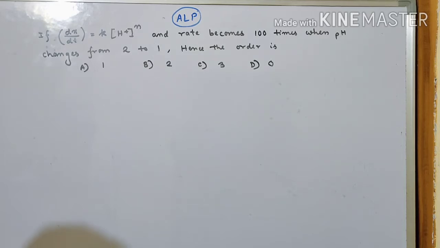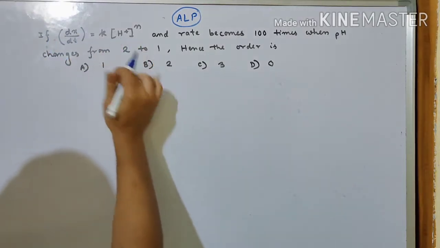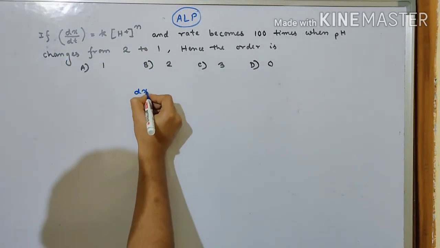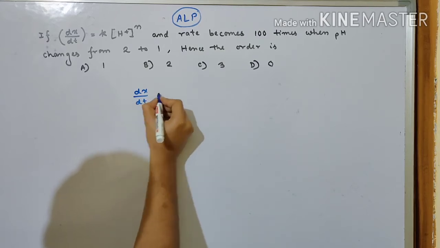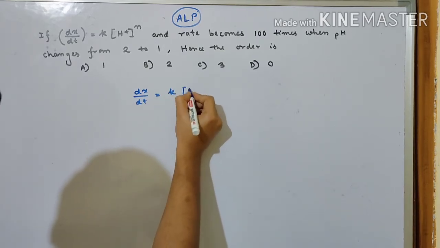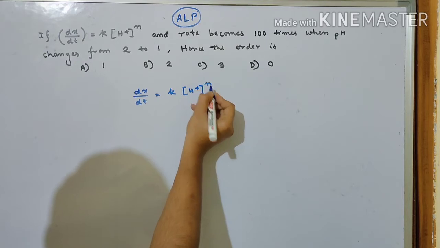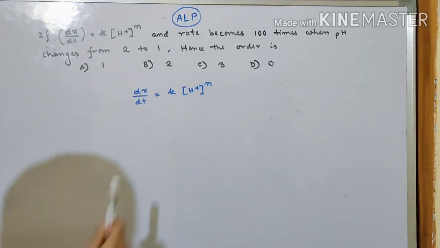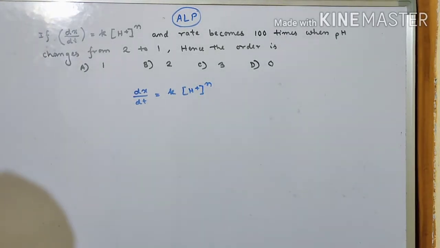See over here, for whatever reaction it is, this is given. So I am rewriting dx by dt is equal to k into H plus to the power n. What does it mean? That means it depends on H plus ion concentration.